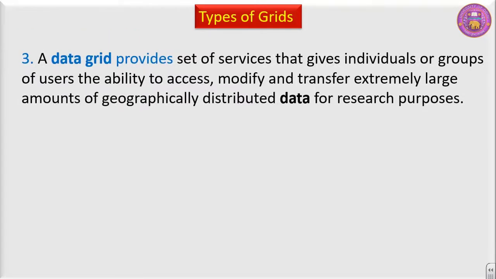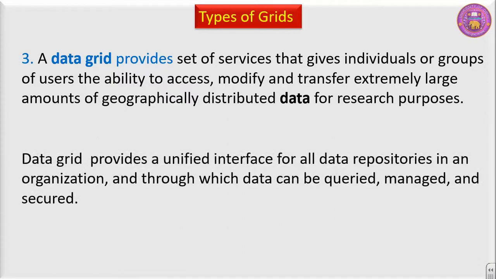A data grid provides a set of services that gives individuals or groups of users the ability to access, modify, and transfer extremely large amounts of geographically distributed data for research purposes. Data grids provide a unified interface for all data repositories in an organization and through which data can be queried, managed, and secured.